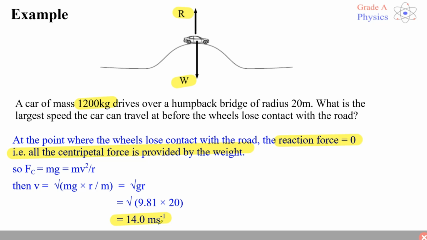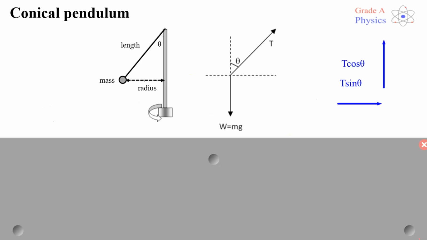It only depends on g, which we assume is fixed on the surface of Earth, and therefore the only variable really is the radius of the road. So what sounds like quite a complex question actually simplifies to a relatively straightforward calculation. Let's have a look at the second example.